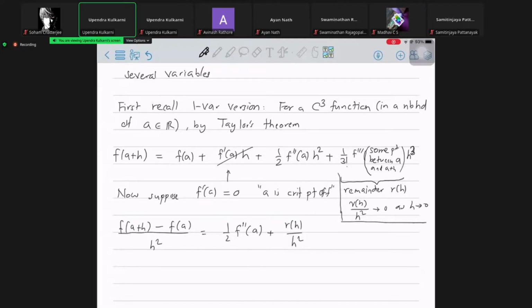Let's recall what you did earlier about the second derivative test. What happens if the double derivative at the critical point is positive? Then what do we know about that critical point?